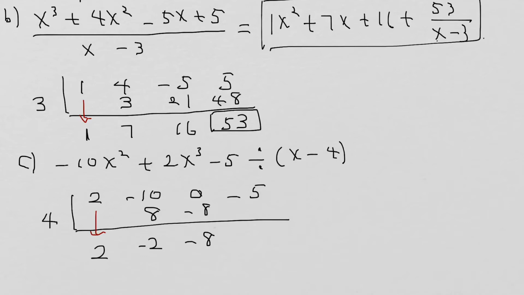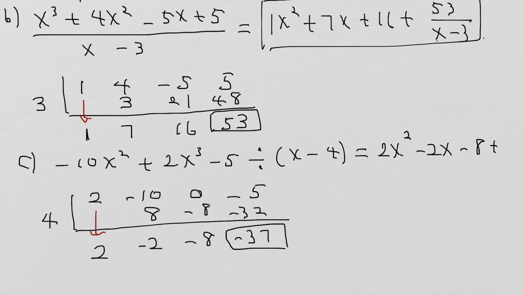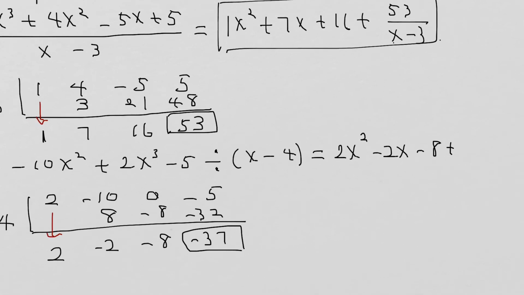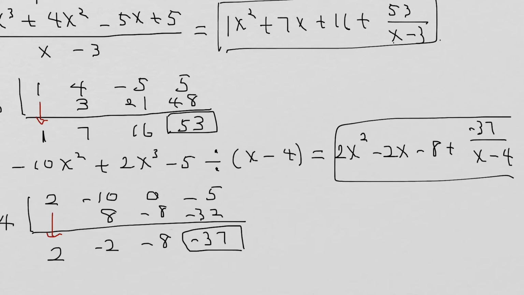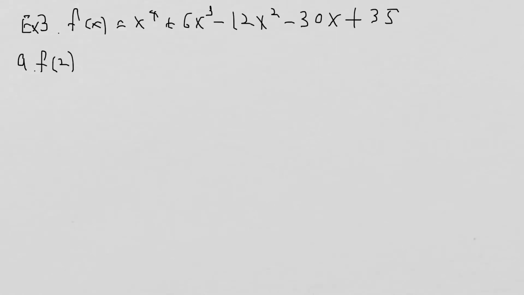4 times negative 8 is negative 32. Add those two numbers, you get negative 37. So again, this is your remainder, and your solution is, you started with cube, so now it becomes square: x squared minus 2x minus 8 plus your remainder, negative 37 over x minus 4. That will be the solution of your third problem.